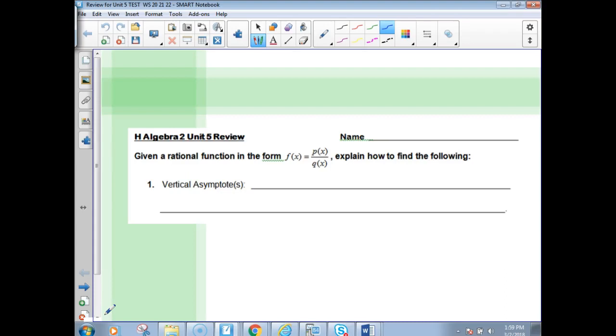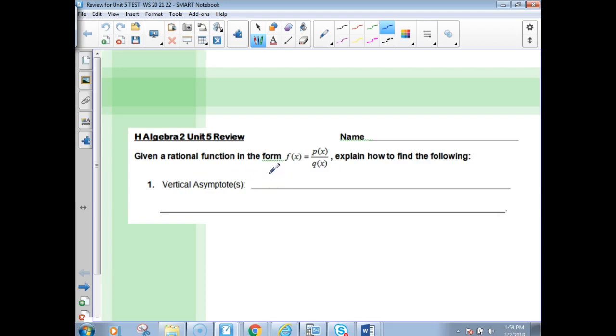This is a review for the Unit 5 test, and I may break it into two parts, depending on where I get and where I'm interrupted. Okay, given the rational function in the form f of x equals p of x over q of x, how do you find the vertical asymptotes?